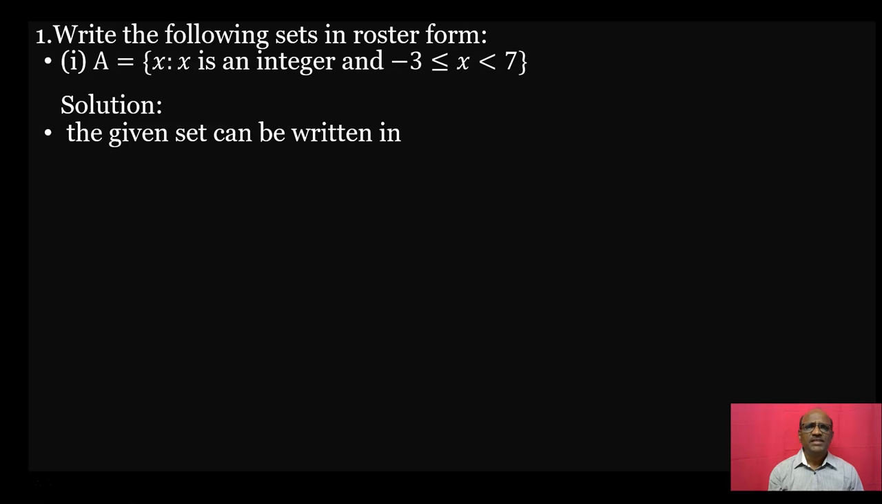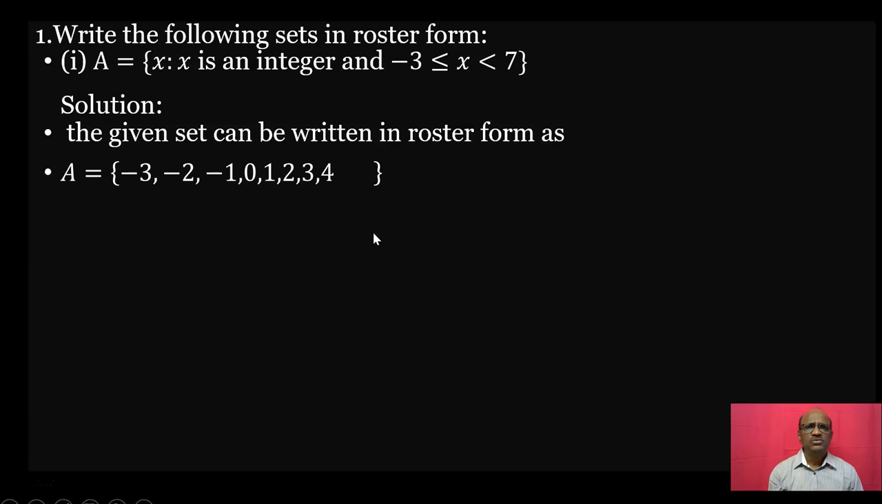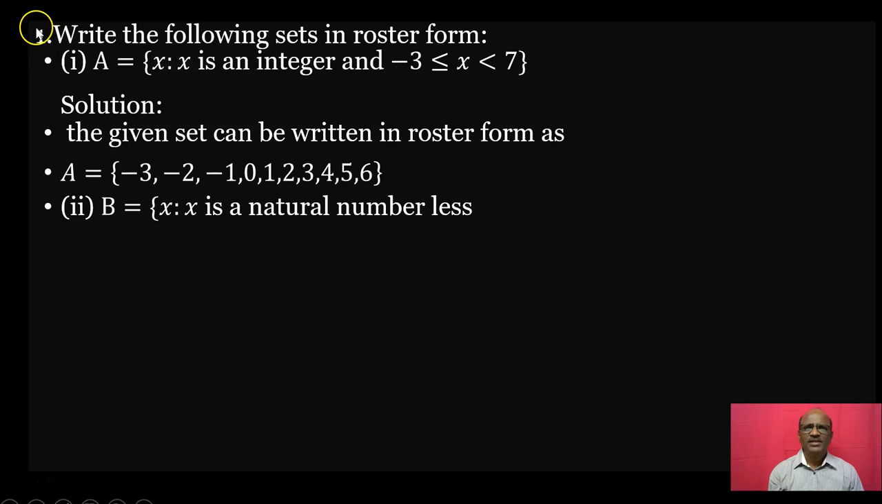the given set can be written in roster form as -3, -2, -1, 0, 1, 2, 3, 4, 5, 6. Okay. Next, the question number is immaterial. You can write this question from the textbook.